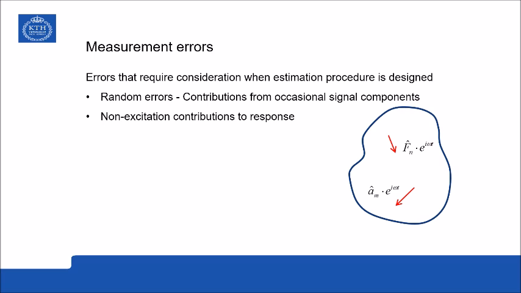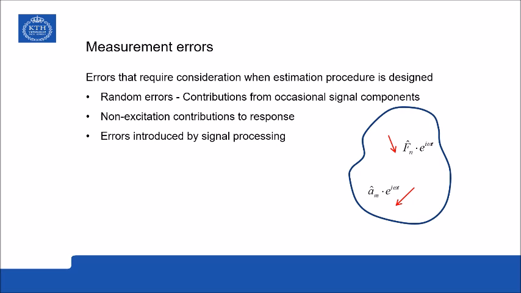It might also be contributions to the response, acceleration in this case, that are not caused by the excitation force Fn, but from other sources that contribute. So how do we reduce the influence of this kind of response contributions?